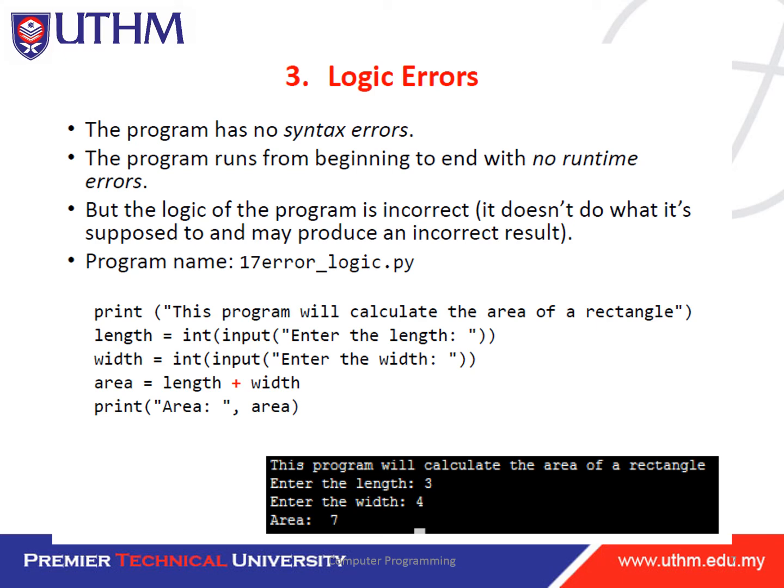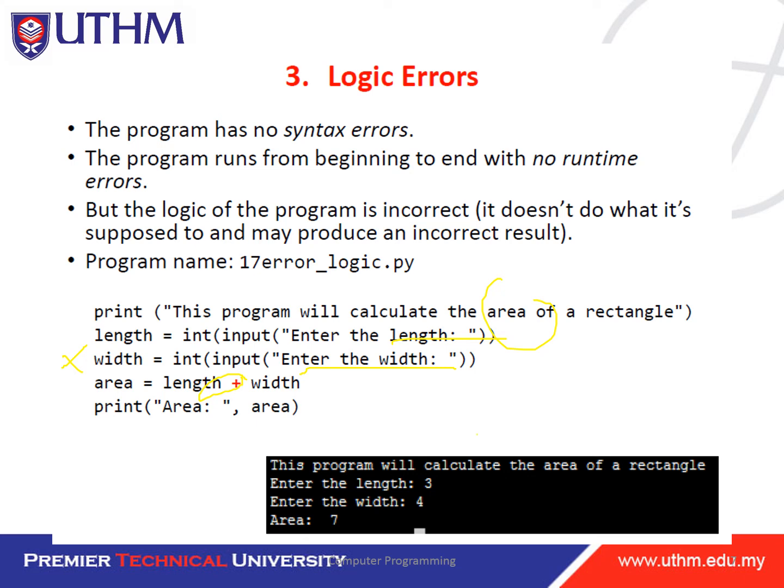Here is a program example. This program will calculate the area of a rectangle. Length equals input, width equals input. And you know the area is length times width, right? But here you put an error in the operator. It's supposed to be multiplication, but you put an addition operator. So it will give you the answer of length plus width instead of length times width. When you print the area, it will give you an answer, but it's incorrect.